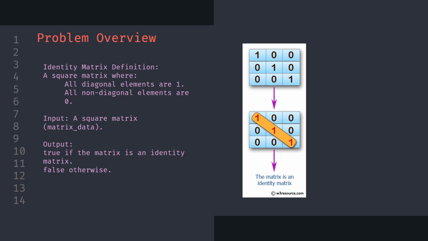An identity matrix has a clear structure. All diagonal elements are 1 and all others are 0. The program will check these conditions to determine if a matrix qualifies as an identity matrix.